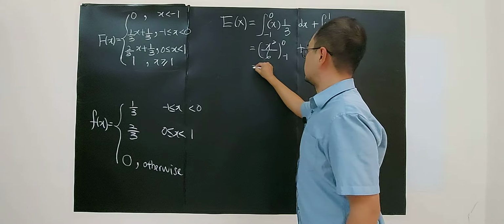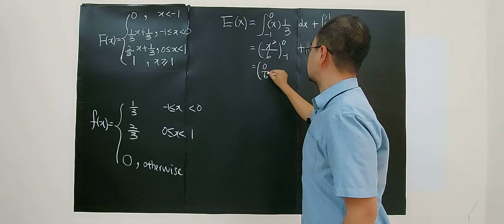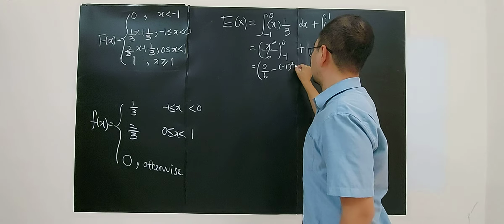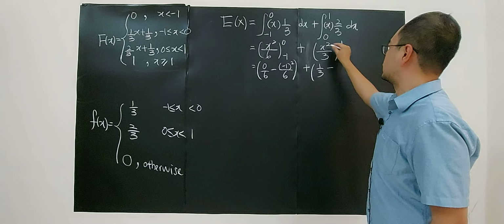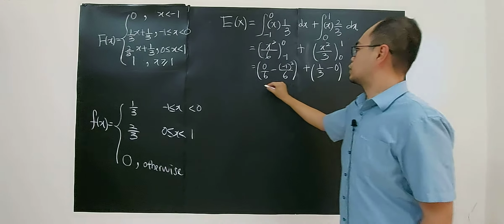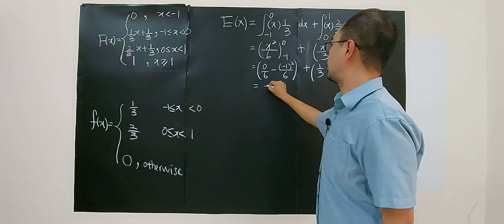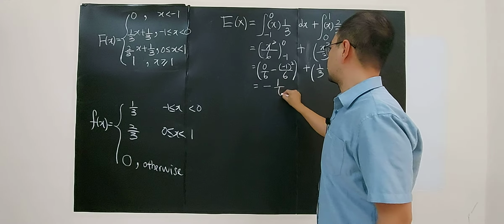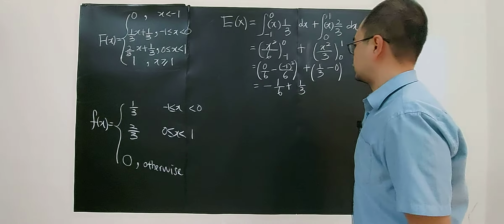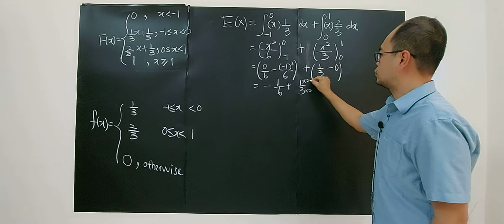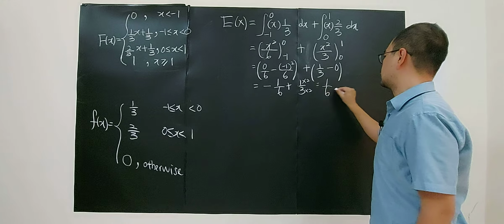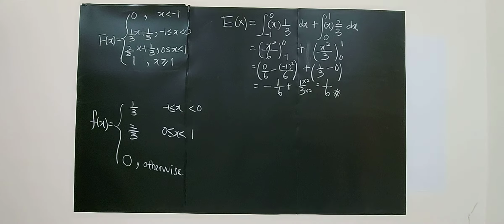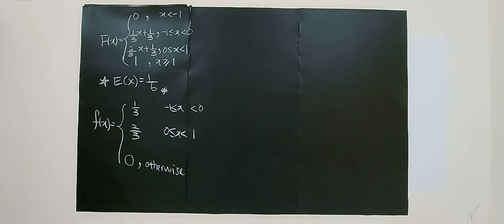So you substitute with 0: 0 over 6 minus (-1) squared over 6. Whereas for this one you have 1 squared over 3 minus 0 squared over 3, so you have 0. And you will have -1 over 6 plus 1 over 3. So -1 over 6 plus 2 over 6, so you have 1 over 6. This means that the mean, or the expected value of x, for this distribution is 1 over 6.